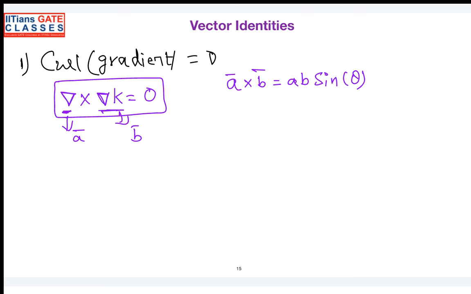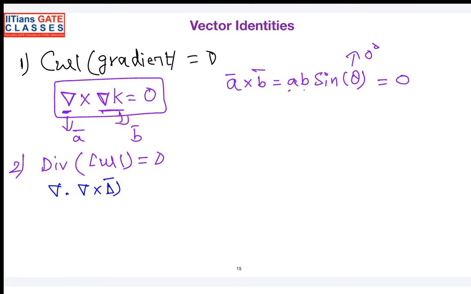And the second vector identity is that the divergence of a curl is always 0. What is the meaning of that? If you consider a vector d, let us say, then del dot del cross d is always 0. I will explain with an example. Let us consider that the direction of del lies in the direction of x and the vector d lies in the direction of y. What will happen now? Consider this is your a bar and this is your b bar.